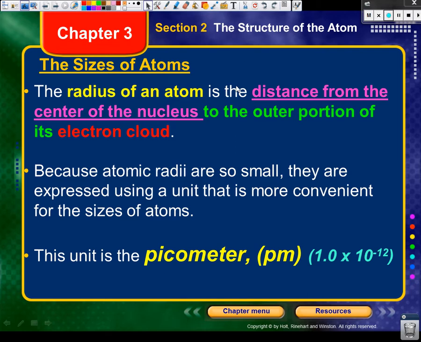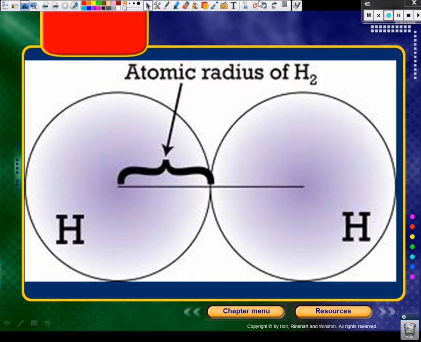So here's what we have to do. This is where you're going to get mad at me. It kind of gets back out of order. I apologize. The definition that I just gave you is from the center of the nucleus to the outer portion of the electron cloud. But you just told me that you have no idea where the edge of the cloud is, so how do you know where to measure it? So here's an alternative definition.